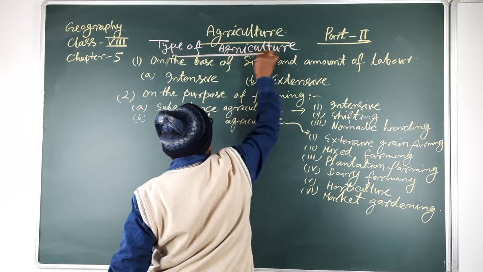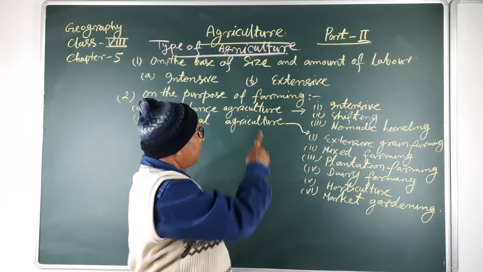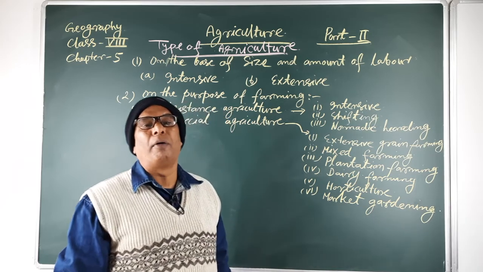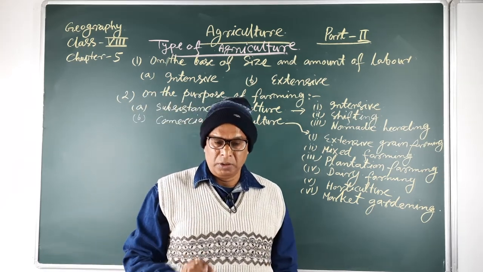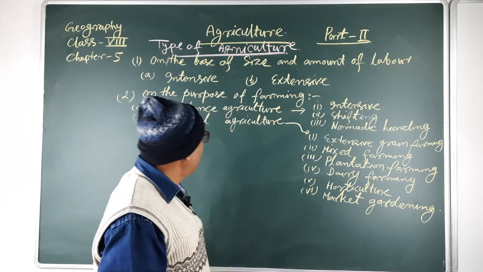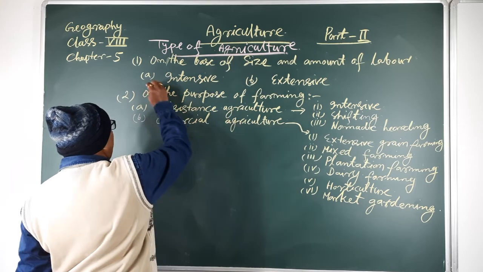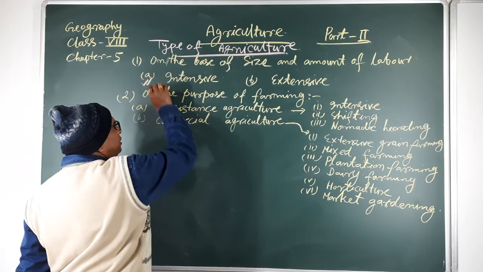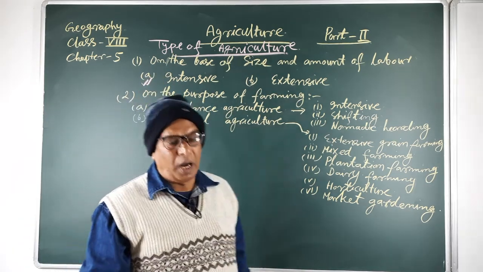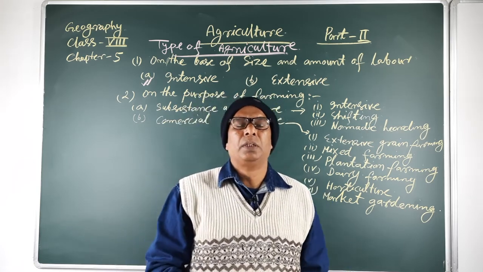Types of agriculture on the basis of size and the amount of labor. On the basis of size and the amount of labor, there are two types of agriculture. First is intensive agricultural farming. What is the meaning of intensive?